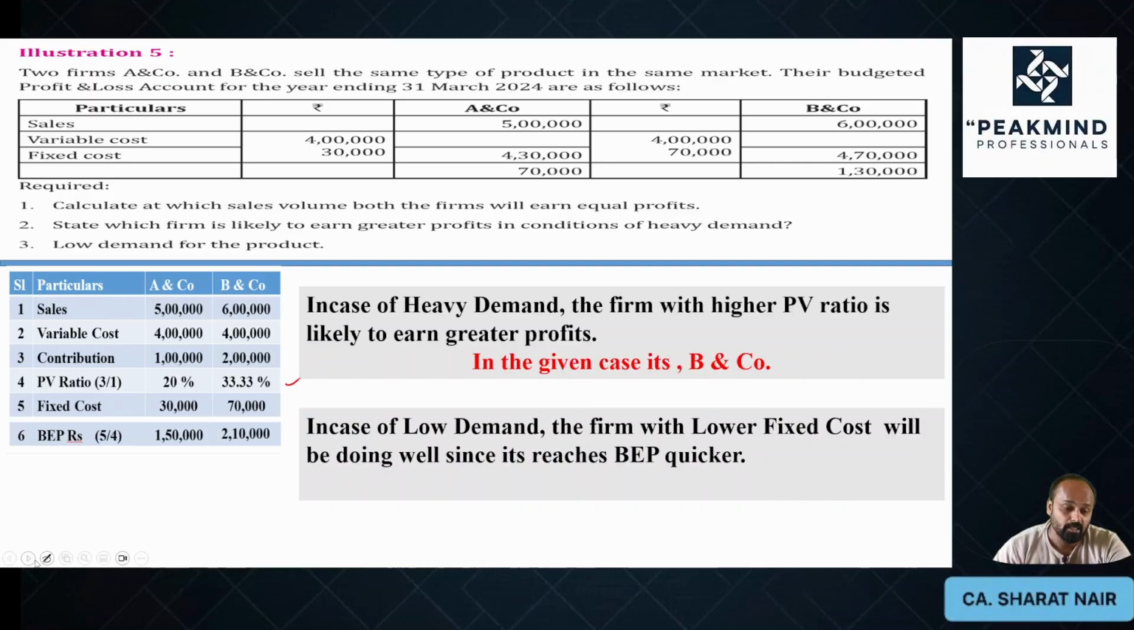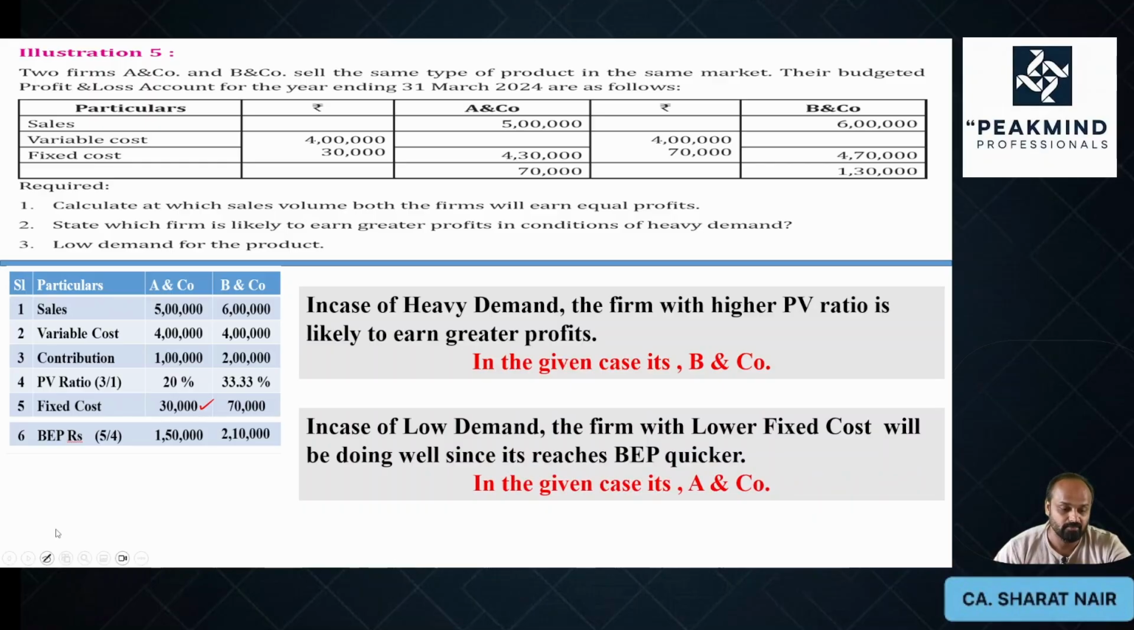Now where my demand is constrained or limited, my focus is on what? Somehow let me try to reach my break-even point. So where is my breaking point lower, that one I will choose, which means what? Where is my fixed cost less, least fixed cost, under which option I will choose. So here the least cost option is A company, that is 30,000. So my answer in this case will be A company.